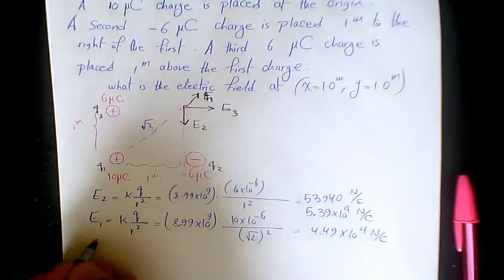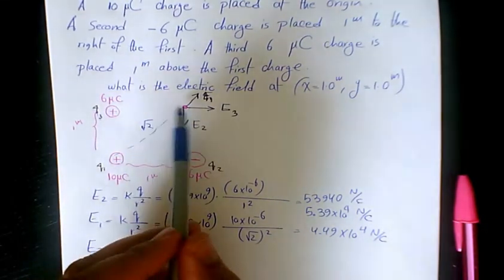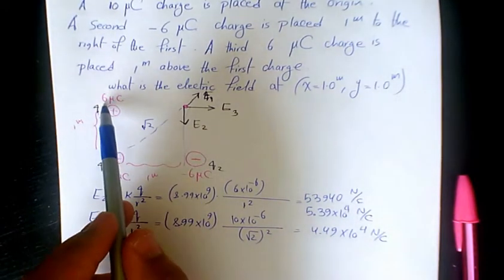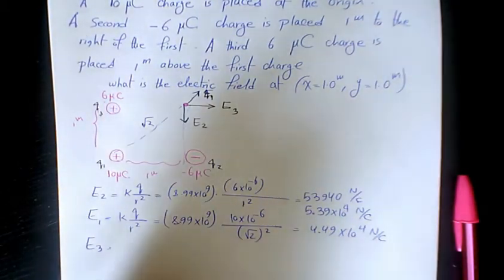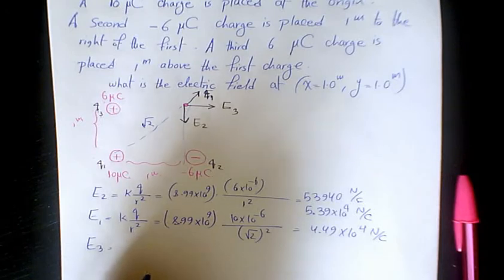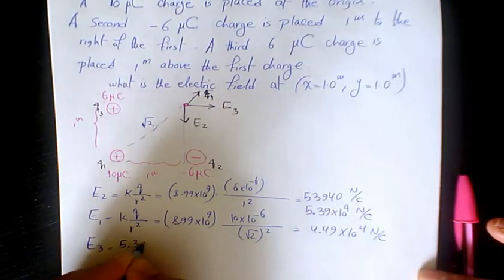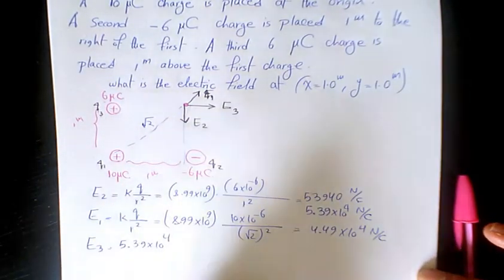Now E3, the distance is the same as this one and the charge is going to be the same, but it's positive. So E3 and E2 are going to be equal in terms of magnitude: 5.39 times 10 to the power of 4.